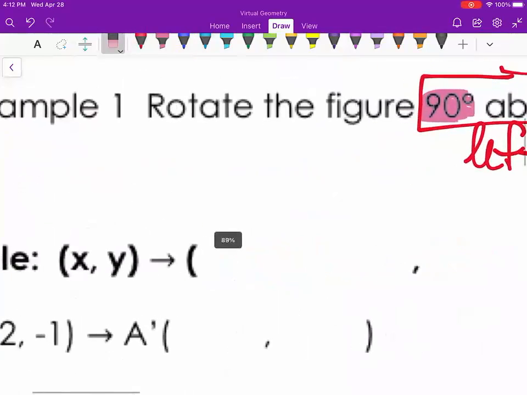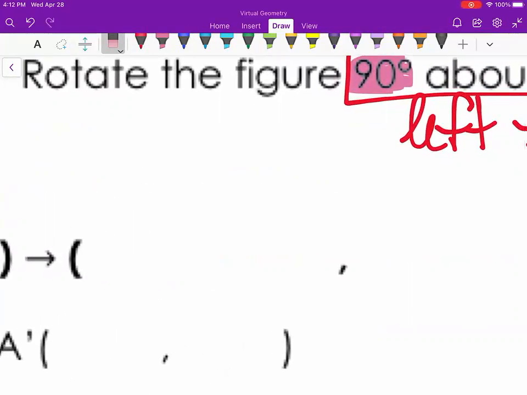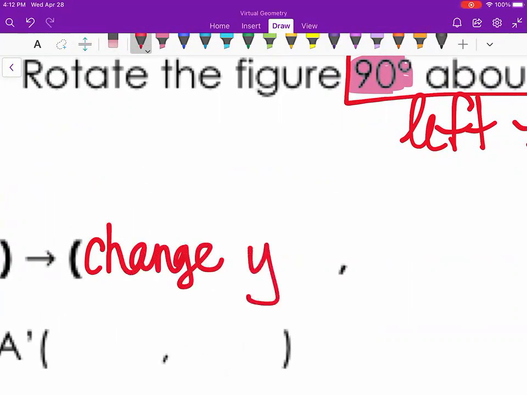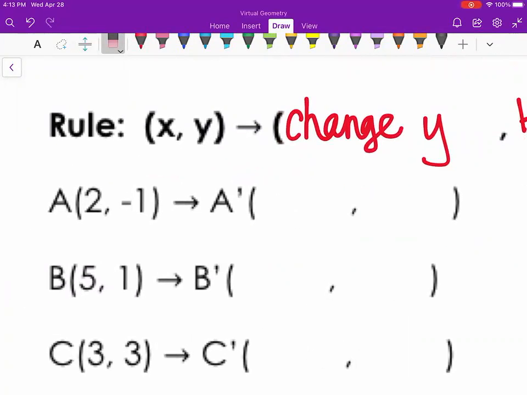Now, like our other rules for translations and reflections had certain ways to follow, so does a rotation. So when we rotate a shape 90 degrees to the left, our pattern says to change the sign of y. Keep your x exactly the way it looks. Now, if you notice, the two positions have changed. So we're going to change the sign of y and put that number first. Keep x the way it looks, but put that number last. So let's see what happens when we apply this rule to our coordinates. We'll get all our coordinates first, and then we'll graph this.